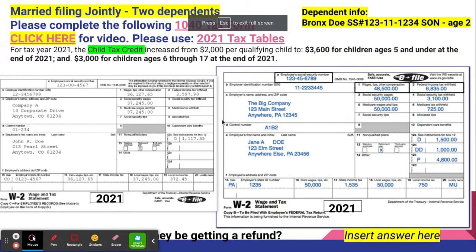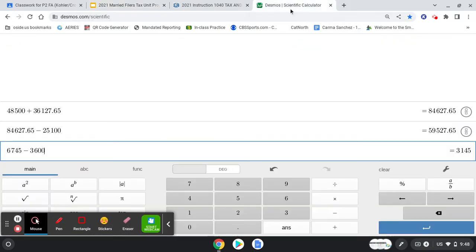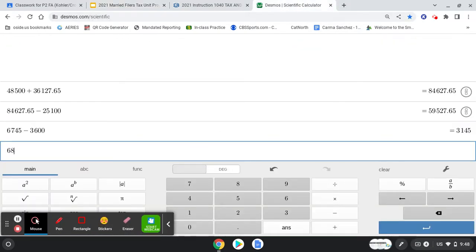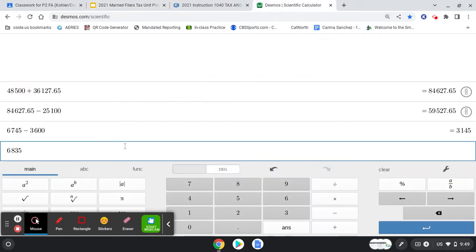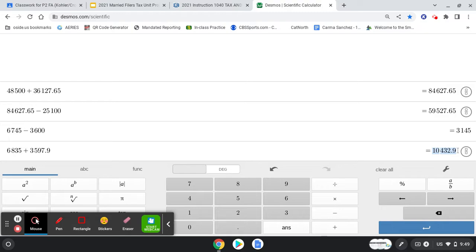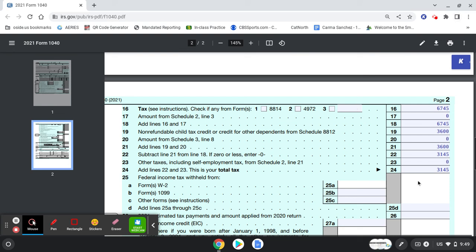Look at box 2 on each of these. John paid $35,97.90, and she paid $68.35. $68.35 plus $35,97.90 is $10,432. Wow, they collected over $10,000 from us, and we only owe $31.45.